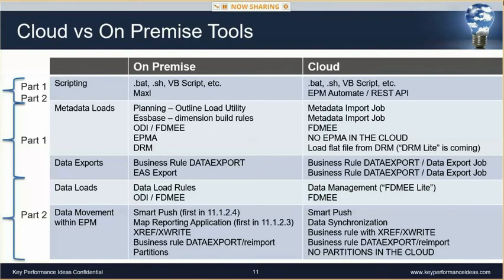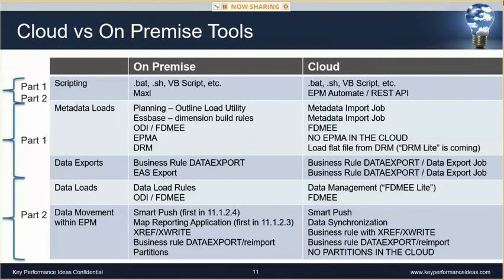To move data within your EPM application from one plan type to another, say you have data in Workforce Planning that you need to copy into your main financial application, there's a number of ways to do that. With on-premise, you can use Smart Push beginning in 11.1.2.4. That's also available on the cloud. It's a way to push data from one application to another, and it also can be used on a form. So when a user saves a form, it can automatically push that data.